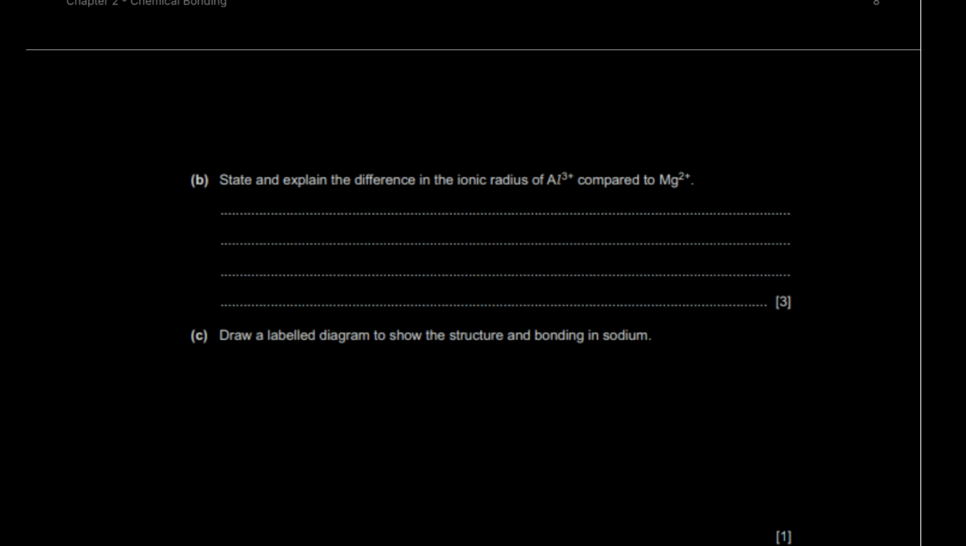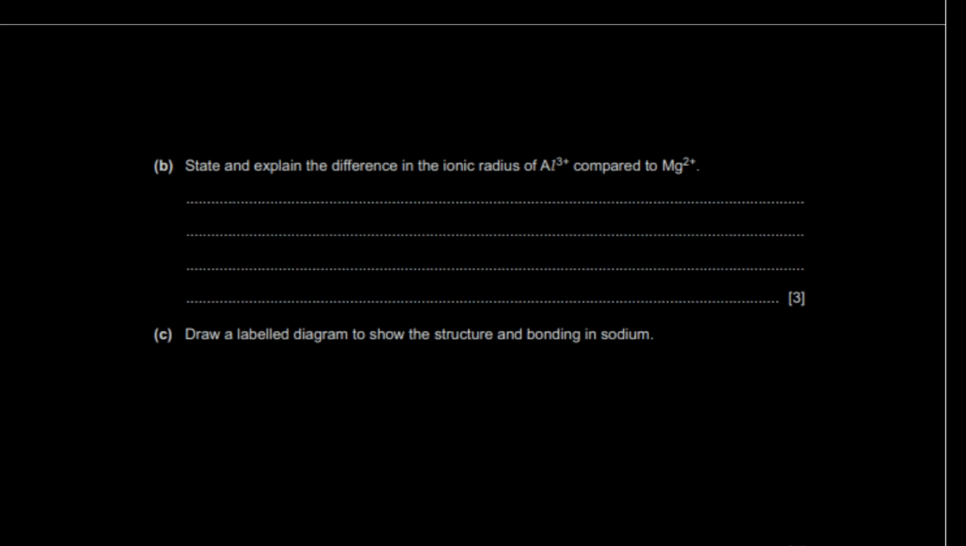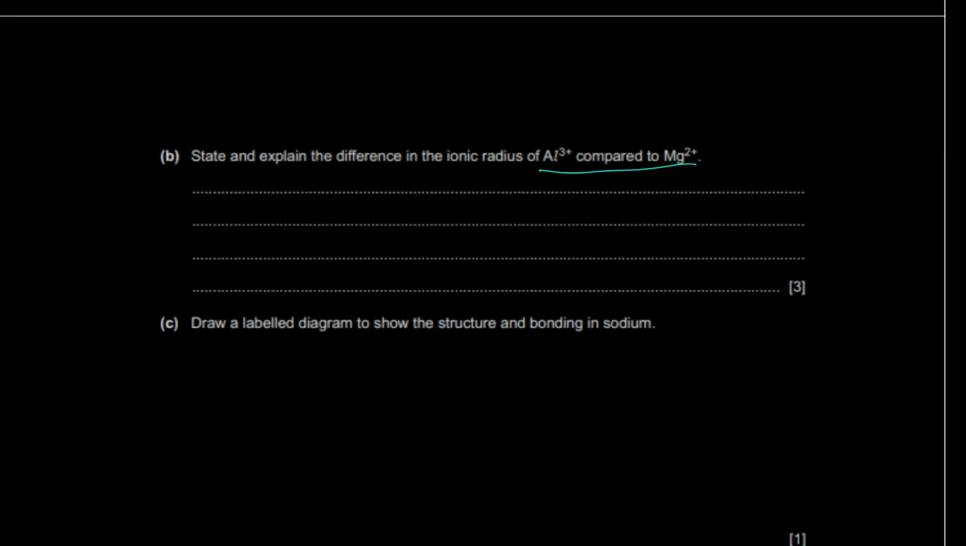State and explain the difference in ionic radius of Al3+ compared to Mg2+. So first of all, let's state the difference. For this, first of all, write the electronic configuration. Always have the periodic table at your disposal. So let me add the periodic table to write the electronic configuration first, and then let's discuss this question. It's a good question.